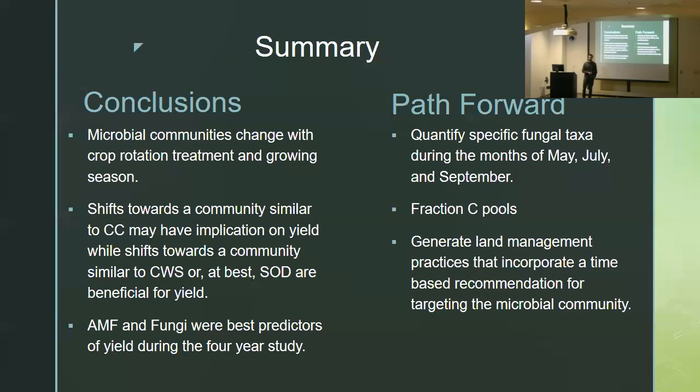Going forward, we would like to quantify specific fungal taxa that might be in these different rotations, maybe looking at pathogens that could be influencing crop yield during those growing season months. It would be interesting to fraction the carbon pools into highly decomposable and more recalcitrant types to see if that's influencing the microbial community at a higher resolution, because we were just looking at the total percent carbon. In the long term, we would like to generate land management practices that could incorporate a time-based management for the microbial community.